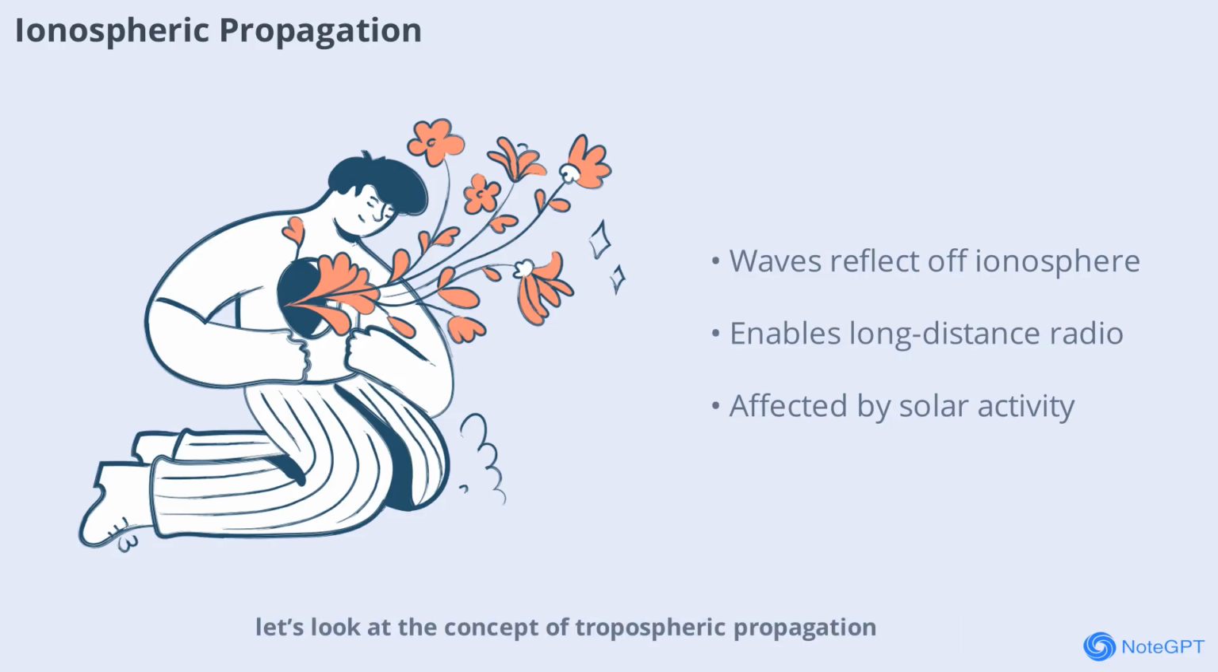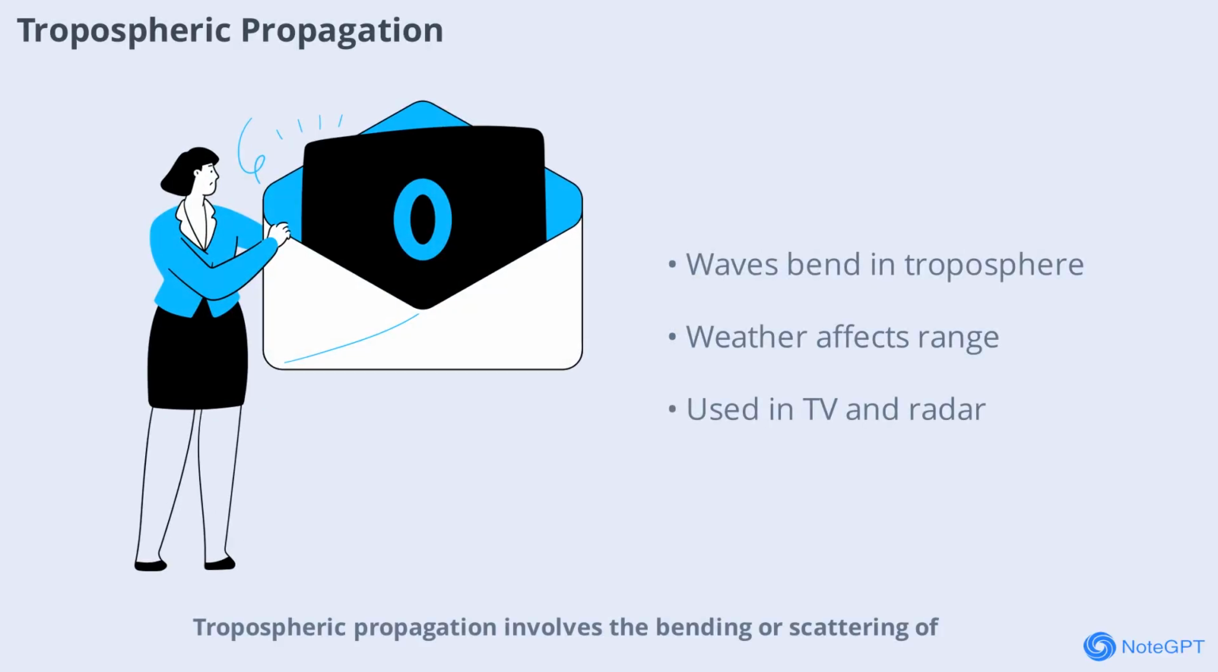Next, let's look at the concept of tropospheric propagation. Tropospheric propagation involves the bending or scattering of electromagnetic waves in the lowest layer of the atmosphere, the troposphere. Weather conditions like temperature inversions and humidity can cause waves to travel farther than usual. This effect is important for VHF and UHF radio, television, and radar systems. Tropospheric propagation can lead to unexpected signal reception over long distances, especially during certain weather patterns.